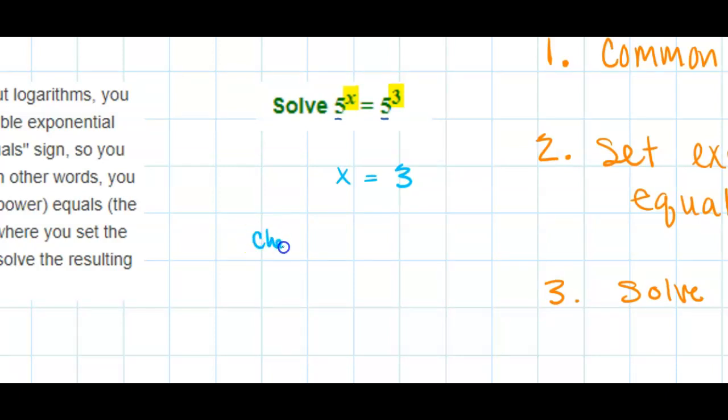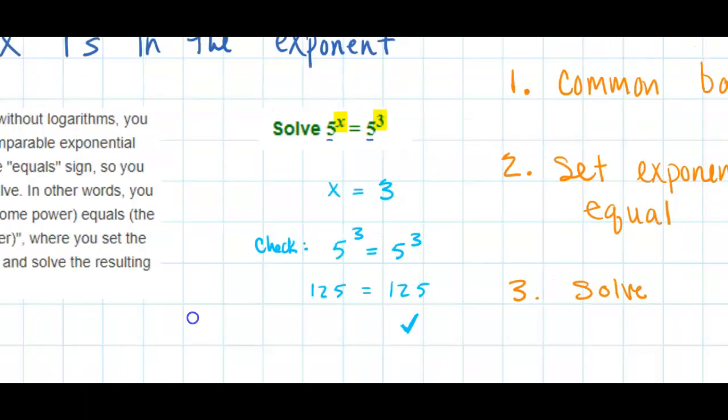So if we check and I sub 3 in for x, then my equation is going to say 5 to the third equals 5 to the third. Something equals itself. We can type into our calculator to find that 5 to the third is equal to 125. 125 is equal to 125. This equation is balanced when x equals 3.